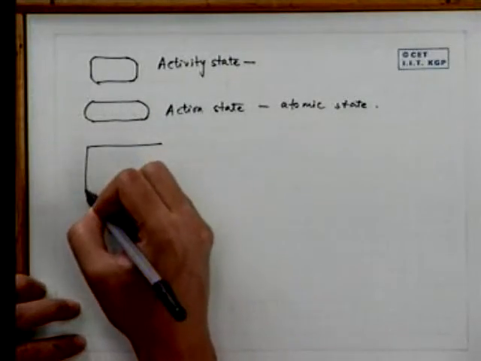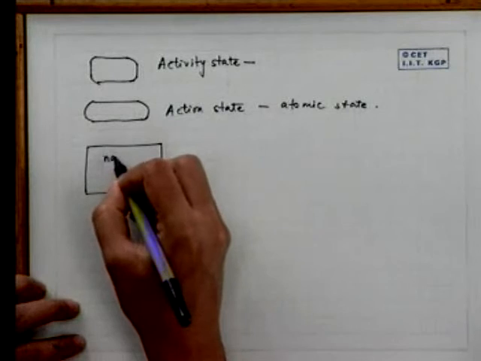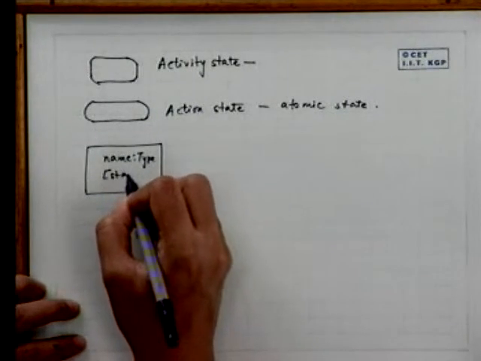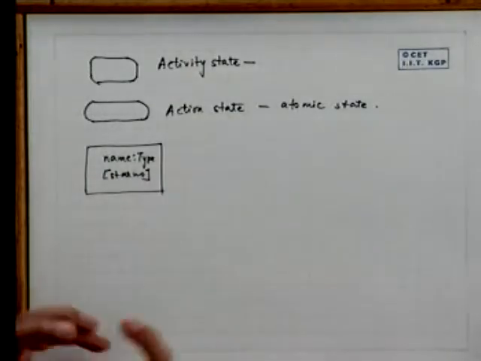An action state can be used to represent the evaluation of some expression, sending of a signal to an object, calling an operation on an object, etc., which are atomic events and which may not be further decomposed into other activities. The object flow state shows the value of an object which is created or used in an activity state.